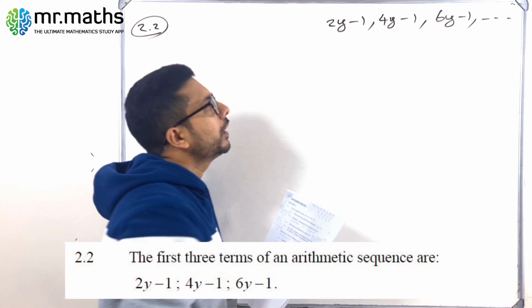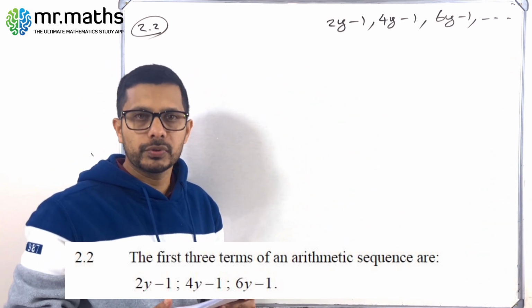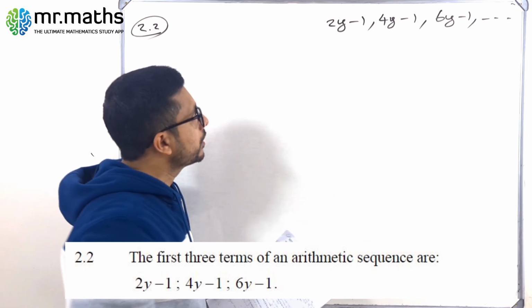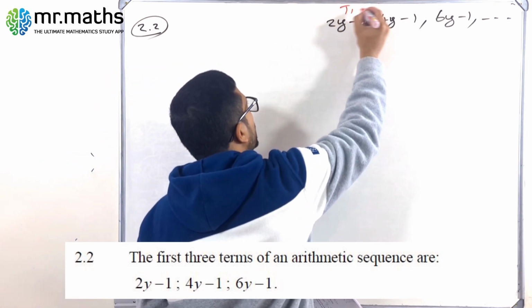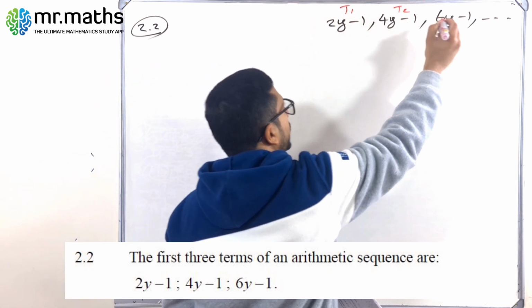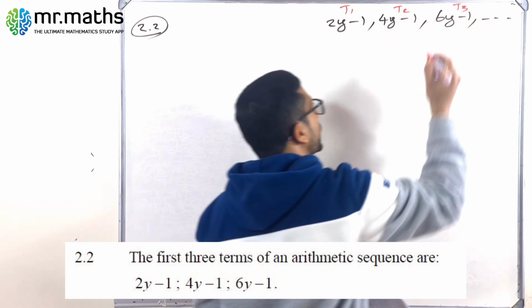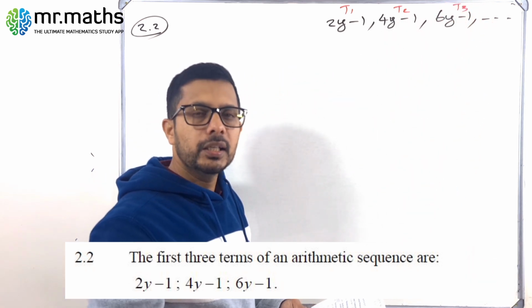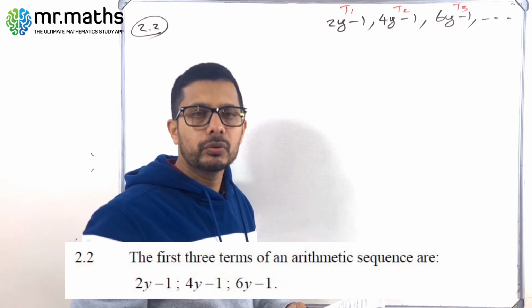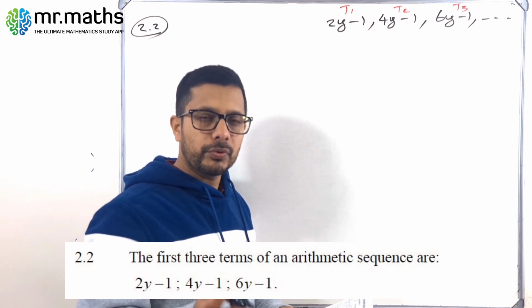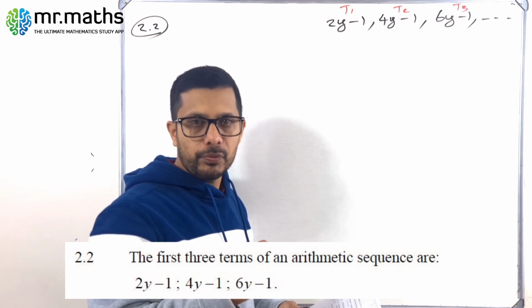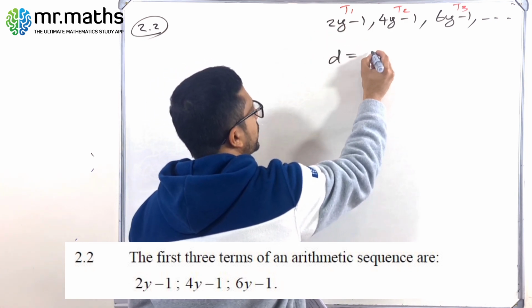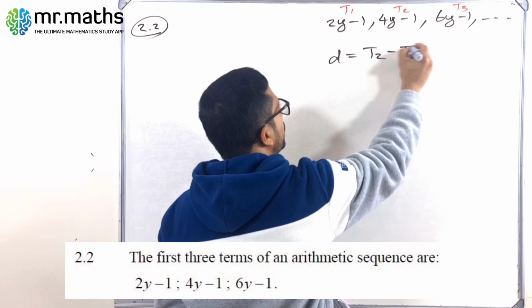Okay, so here these are the first three terms of the arithmetic sequence. In this sequence, this is the first term, this is the second term, and this one is the third term. So how can I find the common difference? It is directly given that this is an arithmetic sequence, so you can find the common difference. How? t2 minus t1. Am I right? Okay, so the common difference is t2 minus t1.